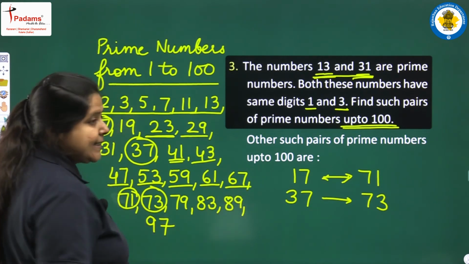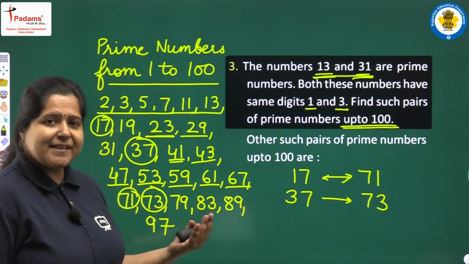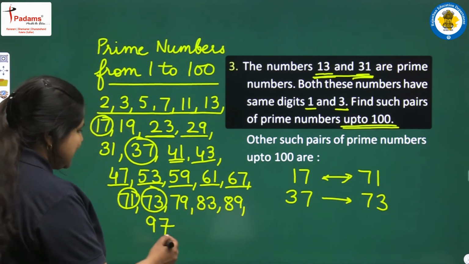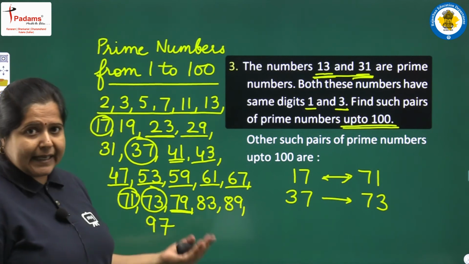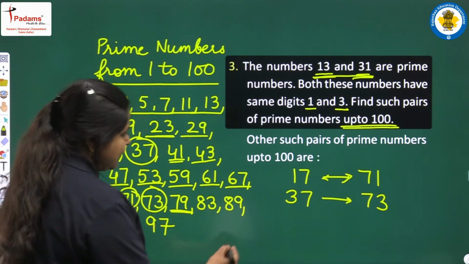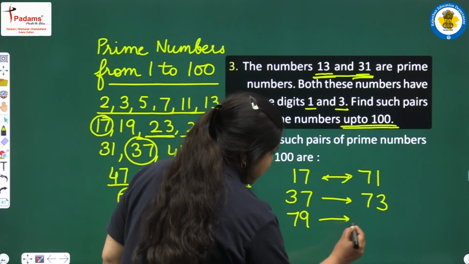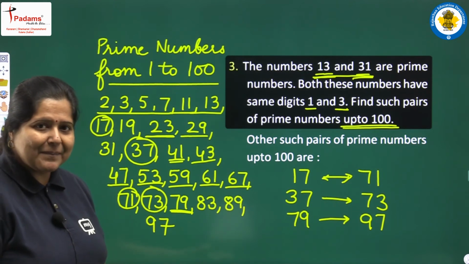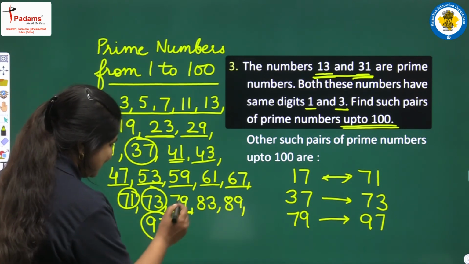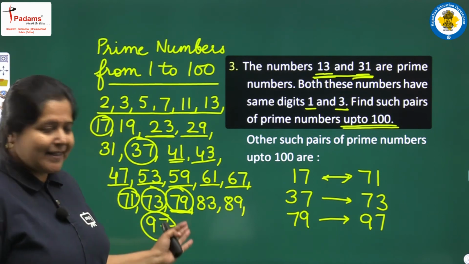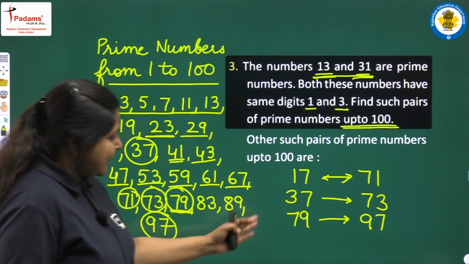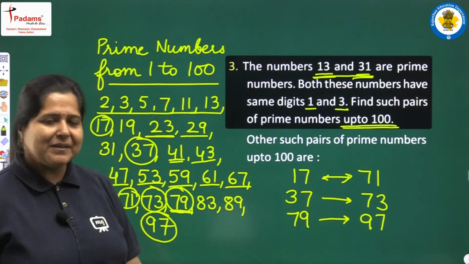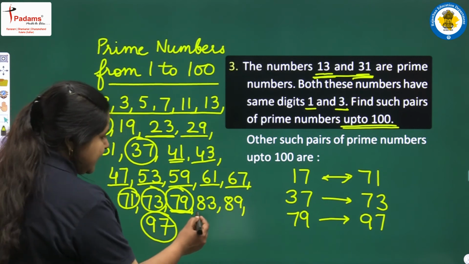Then we have 67, and if we interchange, it becomes 76, which is again even, and it will not be a prime number. Then we have 79, and if we interchange it, what do we get? It becomes 97. And is 97 also a prime number? Yes, it's a prime number. So we get the third pair in this form. 79 is a prime number, and on interchanging 97 again is a prime number. So we have these three pairs.